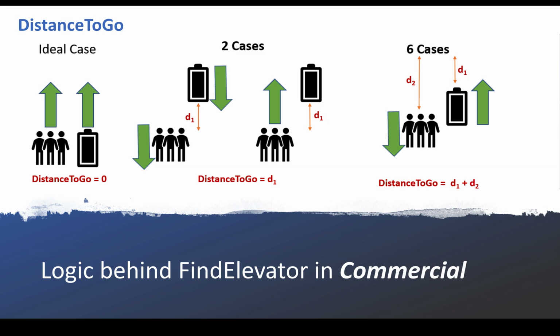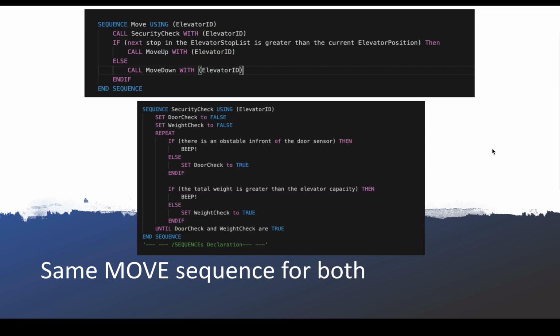Having the distance to go of each elevator, we can compare and find the best elevator, and then update the stop list of that elevator in these 2 cases. And in the other cases, we add the user position to the buffer list, which has the same concept as the residential. Then moving to the move sequence of the algorithm.